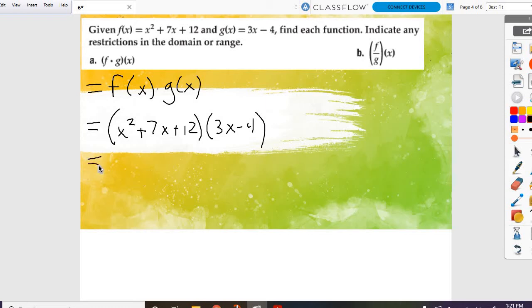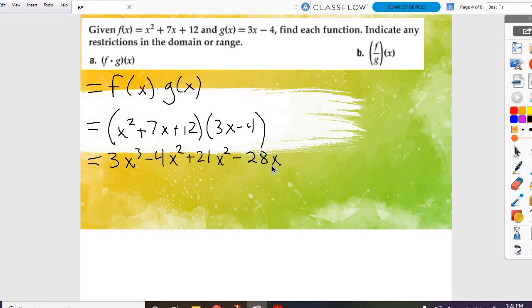So I have to multiply everything in my first parentheses by everything in my second parentheses. So we have x squared times 3x is going to give us 3x to the third. x squared times negative 4 gives us negative 4x squared. 7x times 3x gives us 21x squared. 7x times negative 4 gives us a negative 28x.